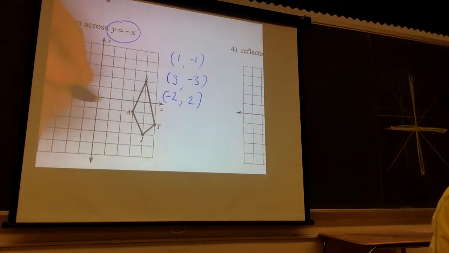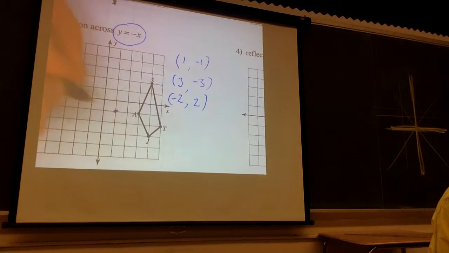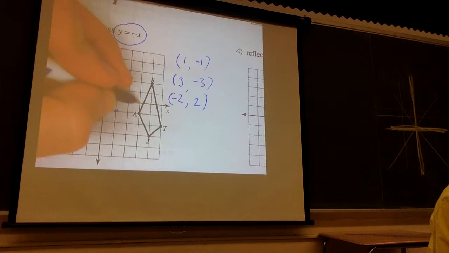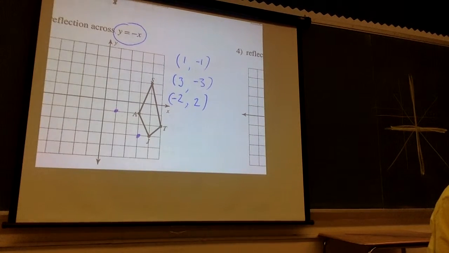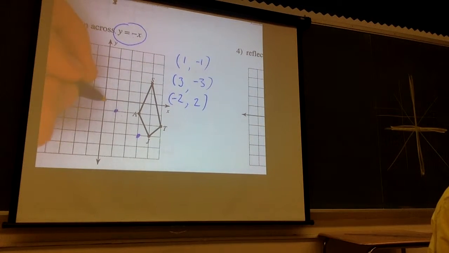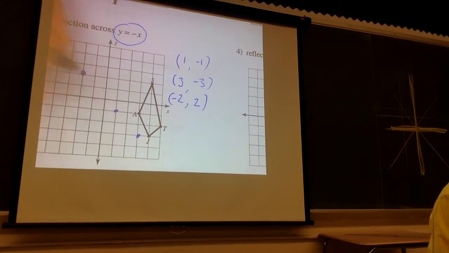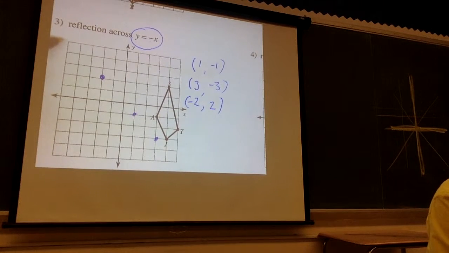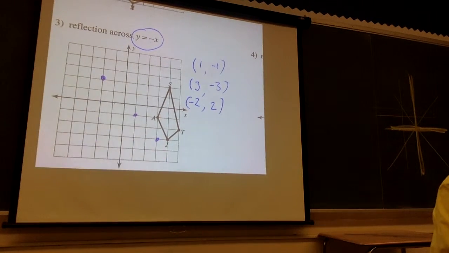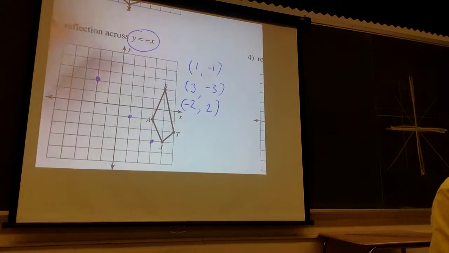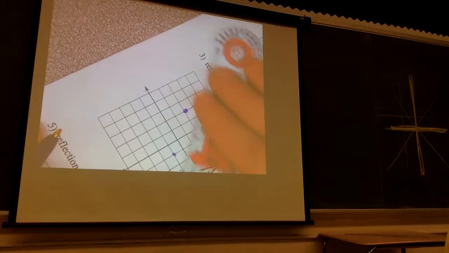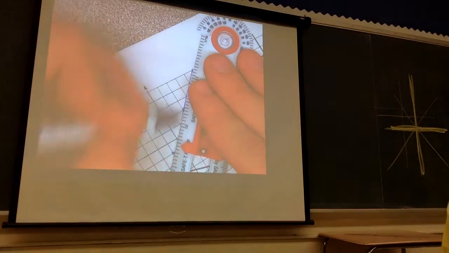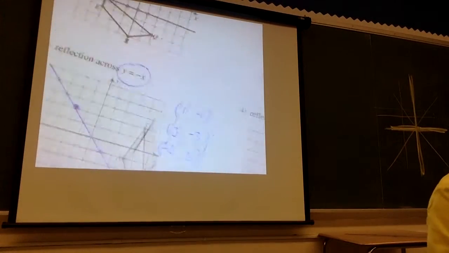So 1, negative 1, 3, negative 3. So 1, 2, 3. And then let's go on the other way. Well, negative 2, 2. And as you see, we start drawing this diagonal line that goes from the top left to the bottom right. This is my line, y equals negative x. So I'll just use a straight edge to draw that line out so it looks pretty.